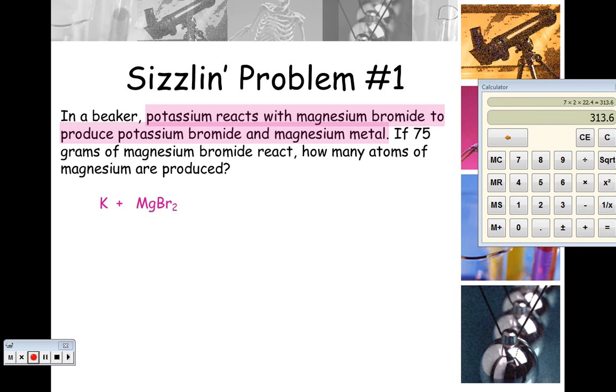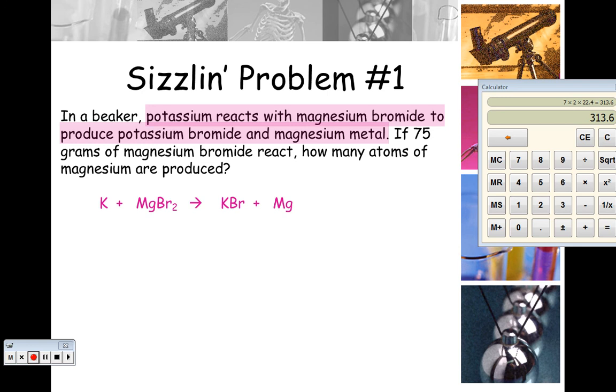Okay, it says it's going to produce potassium bromide. Potassium is K positive 1. Br is minus 1. So it ends up just making it KBr. Then it's just going to give you also the magnesium metal, which is just Mg. Now we start with what's given.